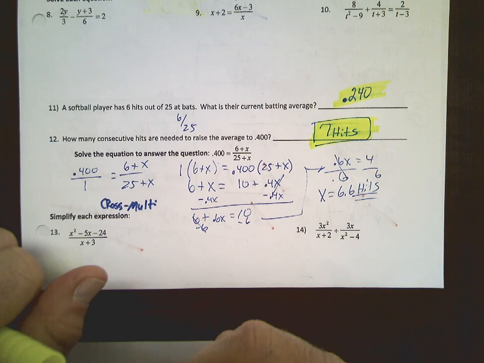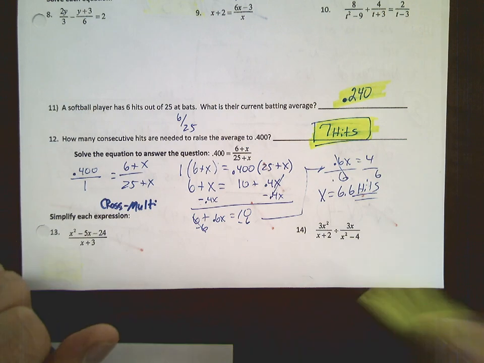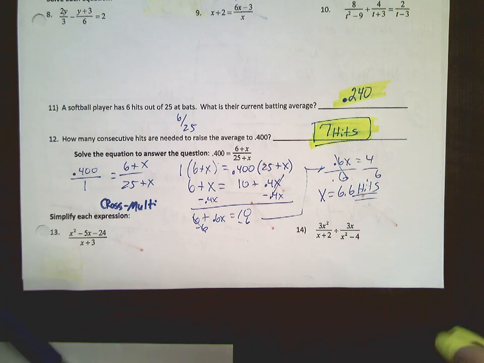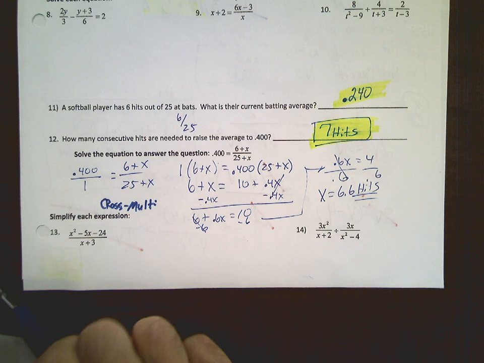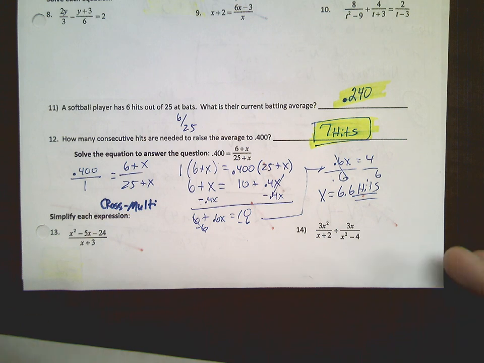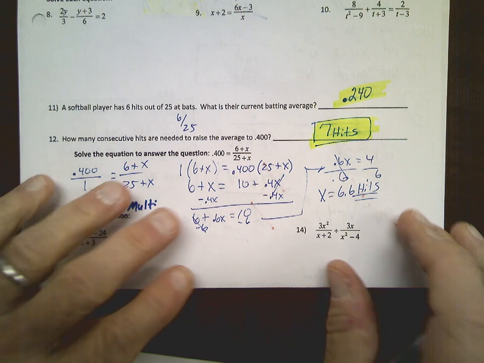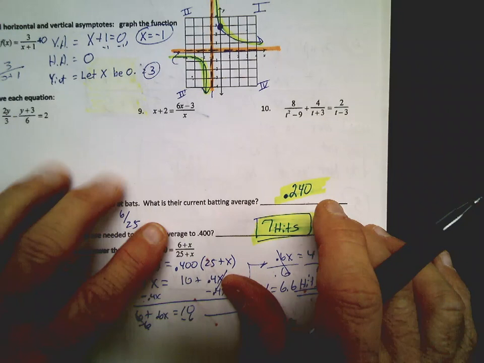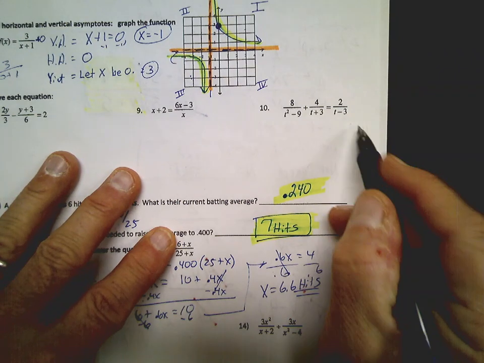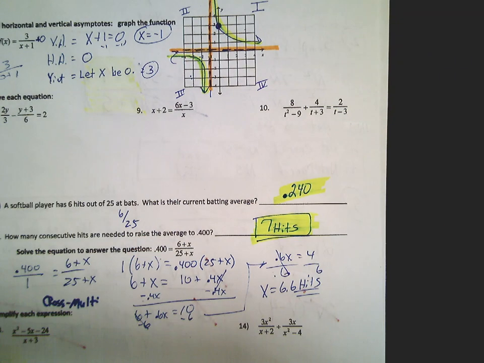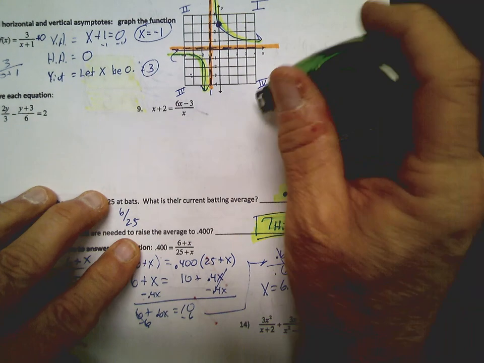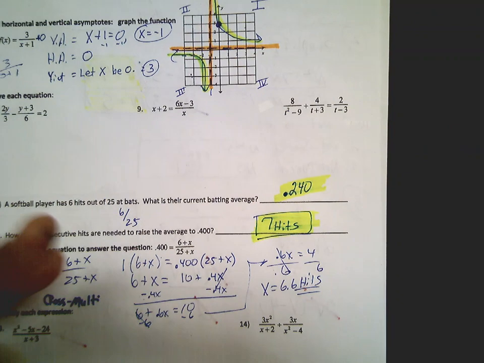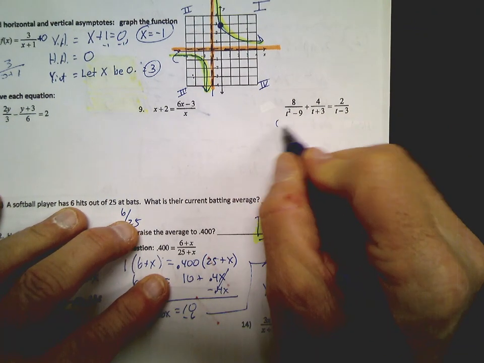So if you want to raise your batting average. 13 and 14 on the very bottom. You learned how to do that today. You can do that on your own. I'm going to problem 10. 10 has an equal sign in it, and it has 3 parts. Your job is to factor that little guy right there. Your job is to factor this.